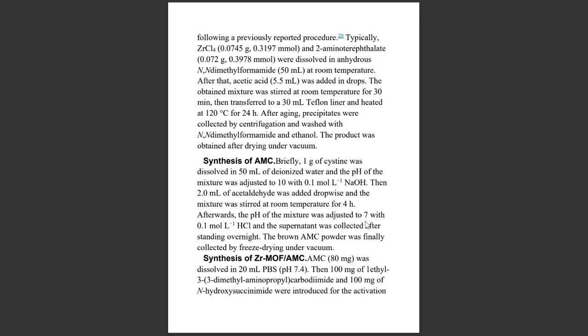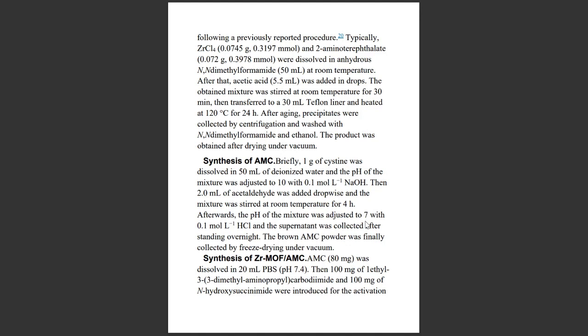The product was obtained after drying under vacuum. Then we talk about synthesis of AMC. Briefly, 1 gram of cytosine was dissolved in 50 milliliters of deionized water and the pH of the mixture was adjusted to 10 with 0.1 mole per liter NaOH, and then 2 ml of acetaldehyde was added dropwise and the mixture was stirred for 4 hours.